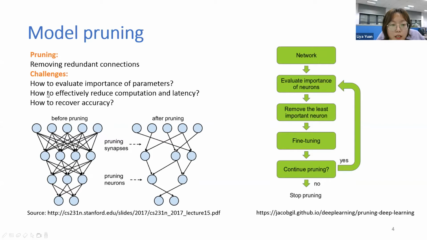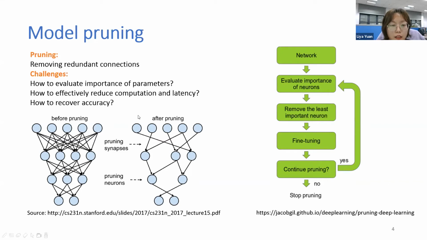And the next part is about how to effectively reduce computation and latency. We put this because sometimes pruning may make the network more sparse, but it will not reduce the computation, because the pruning is irregular, which means that the hardware can hardly accelerate the operations of the network.